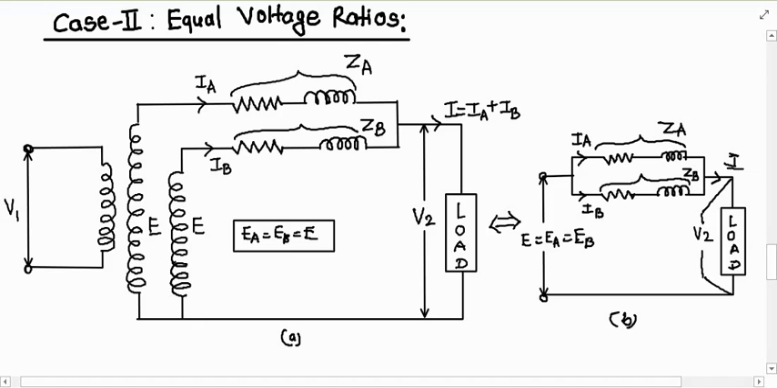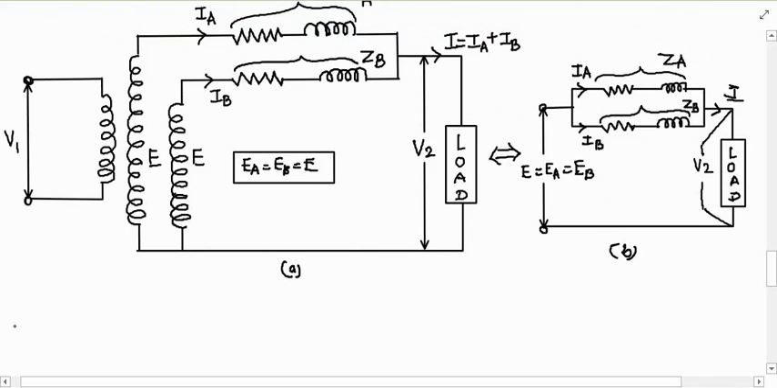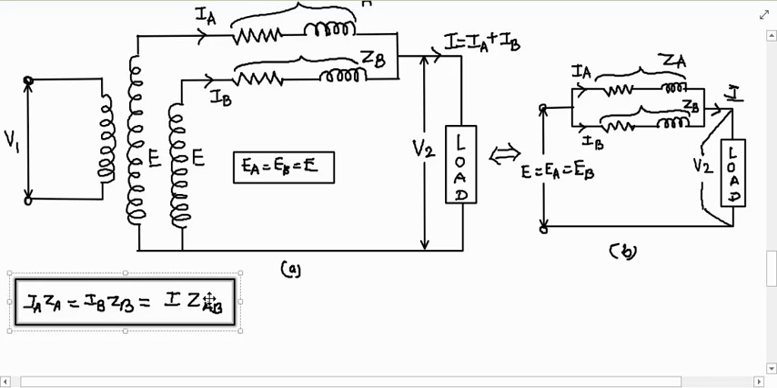Now from this figure I can write IA ZA equals IB ZB equals I into ZAB. What is ZAB? ZAB is nothing but the parallel combination of ZA and ZB. So I will write my ZAB equals ZA into ZB divided by ZA plus ZB.